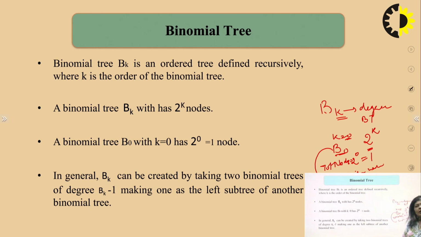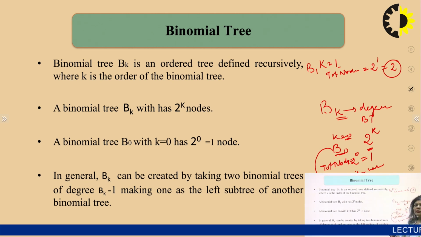Now, the same concept can be recursively applied, and we will be able to find out the number of nodes in a binomial tree with higher degree. For example, if I keep the degree of the binomial tree as 1, so I am keeping K equal to 1, then the total number of nodes can be calculated as 2 raised to the power 1, and this comes to 2. So, when we are referring to B1, which is a binomial tree of degree 1, the total number of nodes needs to be 2, right?